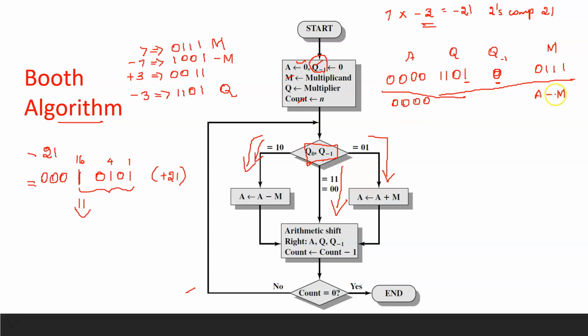அதான் சப்ராக்ஷனா என்ன அர்த்தம்? ஒரு நம்பருடைய 2's காம்ப்ளிமெண்ட் ஆட் பண்ணணும். ஸோ ஏற்கனவே இங்க M வந்து நான் டிட்டர்மின் பண்ணி வச்சிருக்கிறேன் -M. So I'll add 1, 0, 0, 1. So என்ன வருது? 1, 0, 0, 1, 1, 1, 0, 1 and 0. This is the added result.